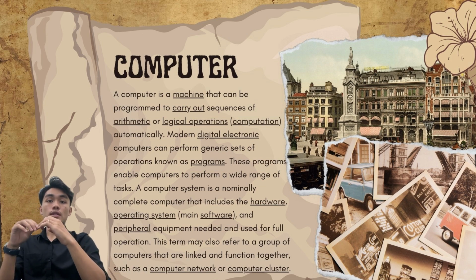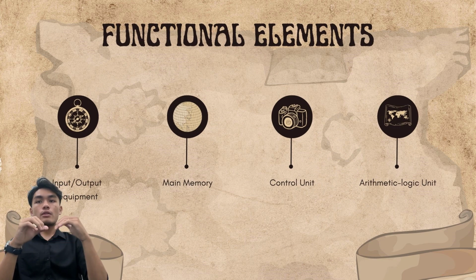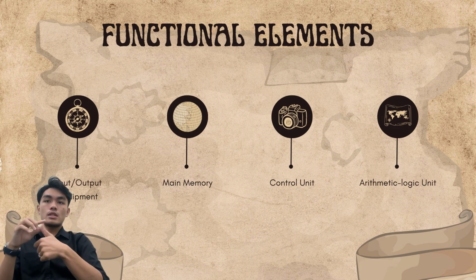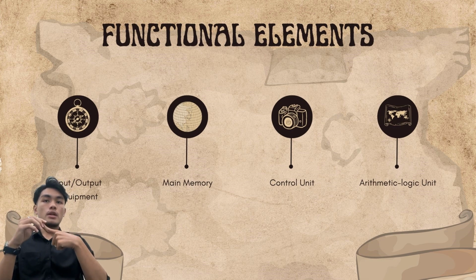and computer cluster. Alright, there are 4 functional elements, and one of them is input-output equipment, I/O equipment. Second, main memory. Third, control unit. And fourth, arithmetic logic unit.